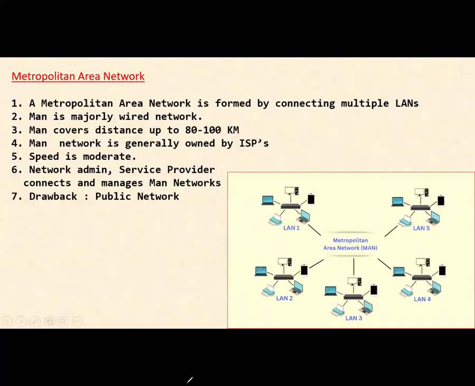Okay, but what is the condition here? The condition is they are present majorly within a city, around 80 to 100 kilometers distance they will maintain. And majorly they are using wired networks. Who will make the connection? ISP, internet service providers will make the connection. And I have already named some internet service providers. So whatever internet service provider you're using, that internet service provider is providing services to some lakhs of companies actually within our country.